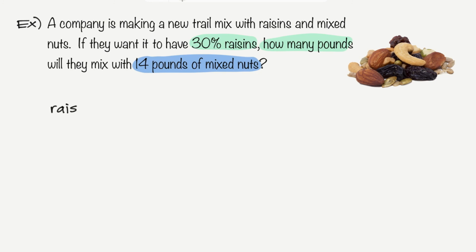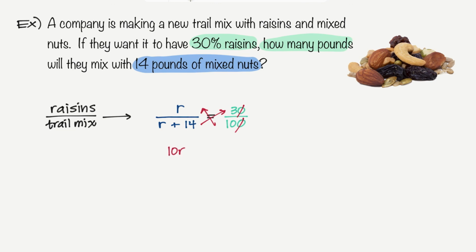So really, I'm going to compare the raisins to the entire trail mix, which includes raisins and mixed nuts. So I'm going to use R to represent my raisins, and the trail mix is that raisins plus the 14 pounds of mixed nuts. My raisins is equivalent to 30%, so that's 30 out of 100. And now I can go ahead and cross multiply. I can cancel out the zeros, and so I'm left with 10r is equal to 3 times r plus 14. When I use the distributive property, I have 3r plus, let's see here, 42.